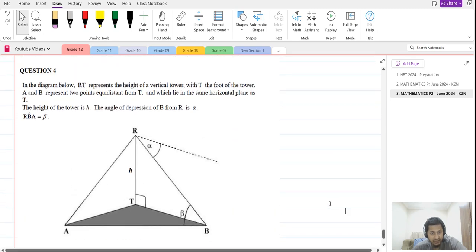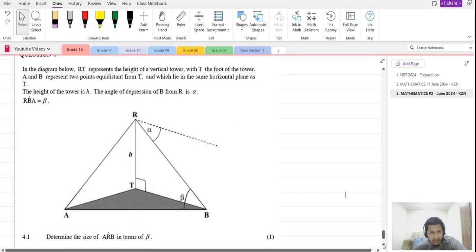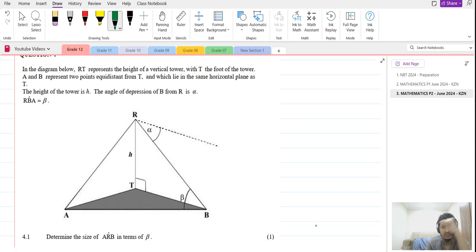In the diagram below, RT represents the height of a vertical tower, with T as the foot of the tower. A and B are two points equidistant from T. It means they are equal. See how they phrase this, equidistant from T. The phrasing is important.